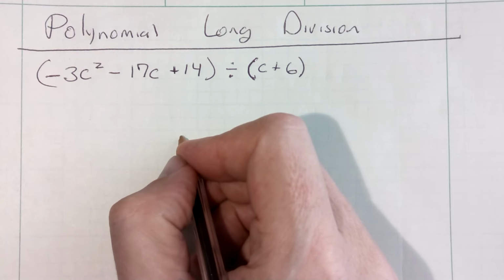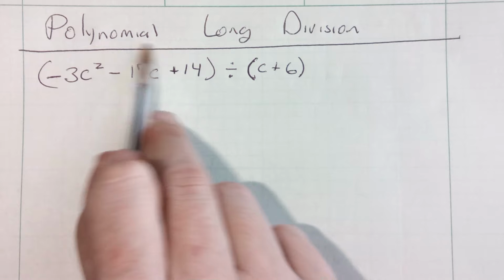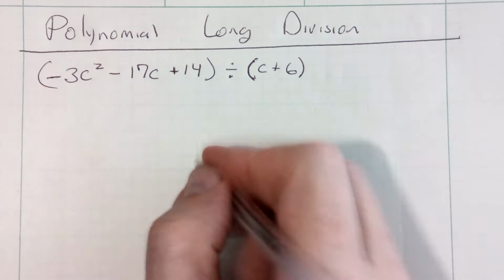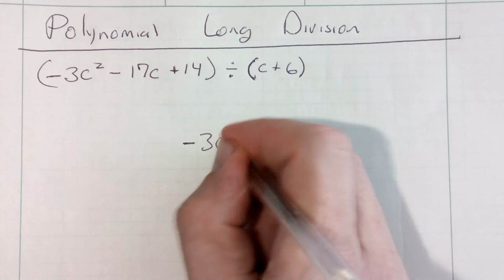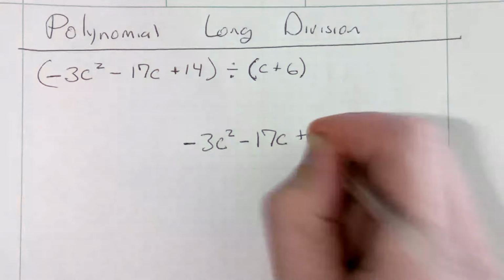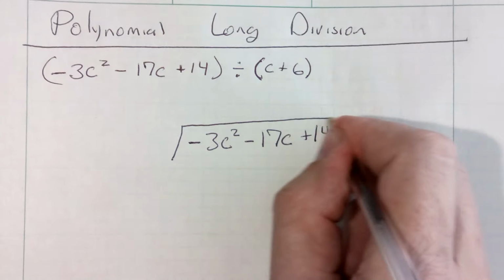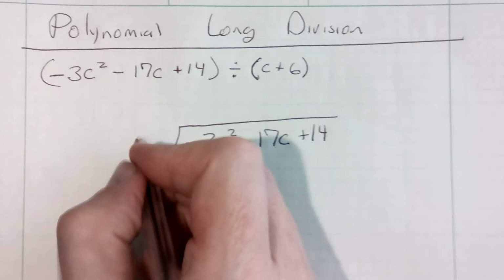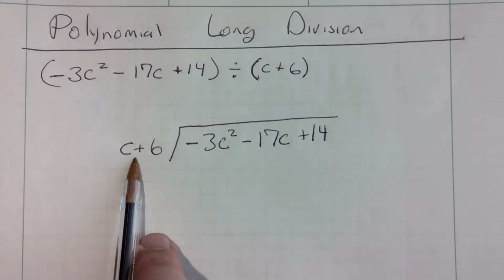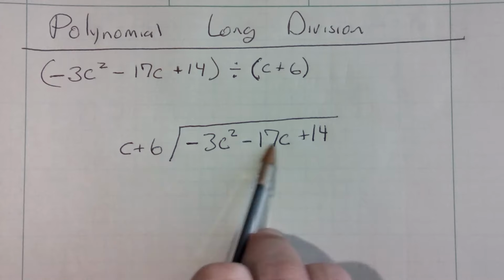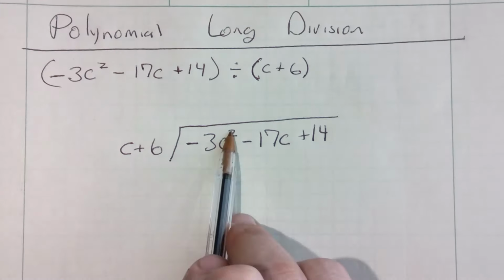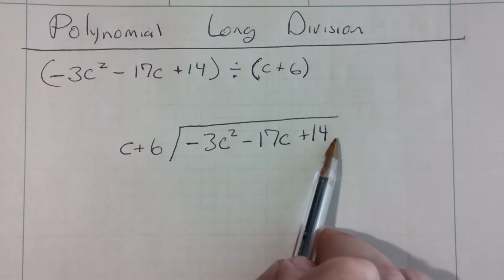And what you would do is you take the polynomial that you're dividing into. This is our divisor, but I'm dividing this polynomial by that one. So I'm going to take this negative 3c squared minus 17c plus 14, and I'm going to put it underneath a long division symbol. And I'm going to put the c plus 6 out front to the left, right? And then what we're going to do is keep all the terms lined up. What I mean by lined up: there's a c squared, there's a c to the 1 power, and there's a term with no c.